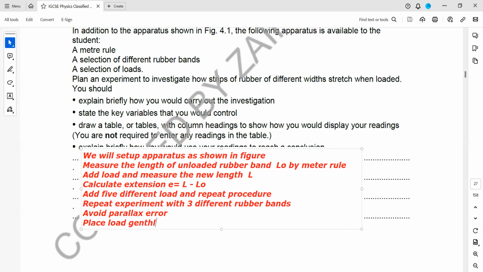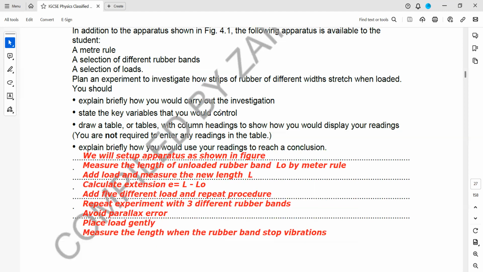or attach the load gently, and we will measure the length when the rubber band stops vibrating or oscillating. So this is the procedure.